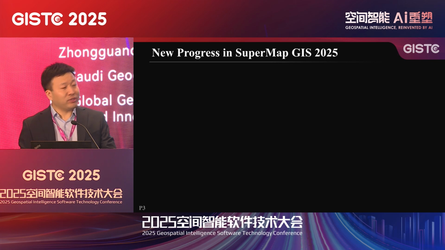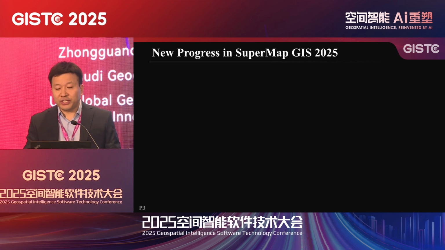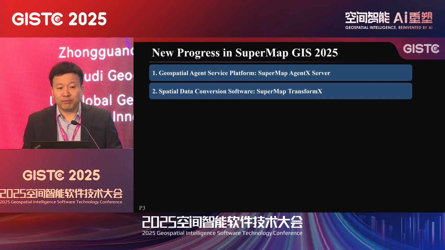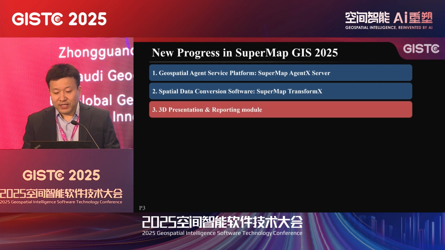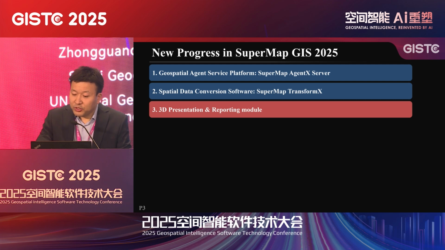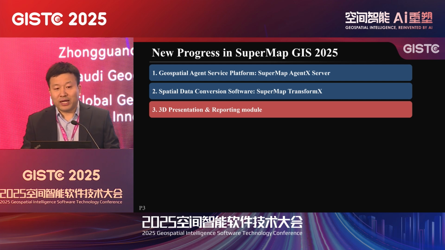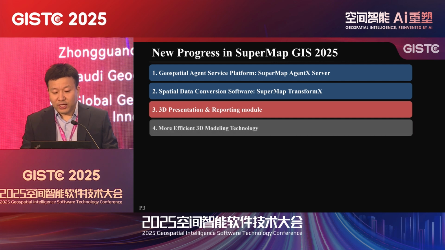What's new in GIS 2025? First, we released two new products, SuperMap Agent Server and SuperMap Transform, conversion software. And we are launching a new desktop production module, the 3D presentation and reporting module. And also, we are continuously enhancing the GIS capabilities.